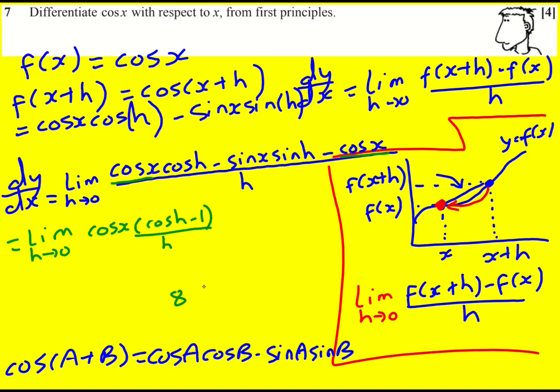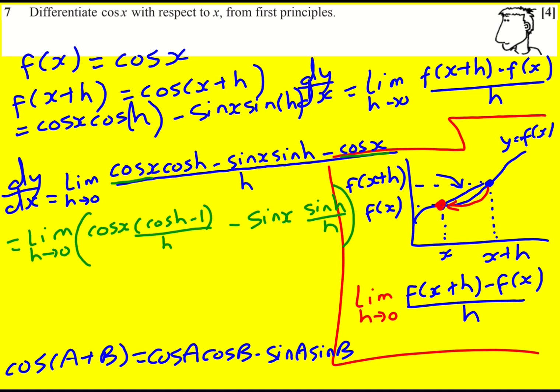A bit like if you had 8 times 2 over 4. You could do 16 over 4 to give 4, or you could just do 8 divided by 4 is 2, and then times by 2 after. It's all about the order not mattering. And then this next one will become sin x times sin h over h. Put this in a big bracket because it's the whole limit.